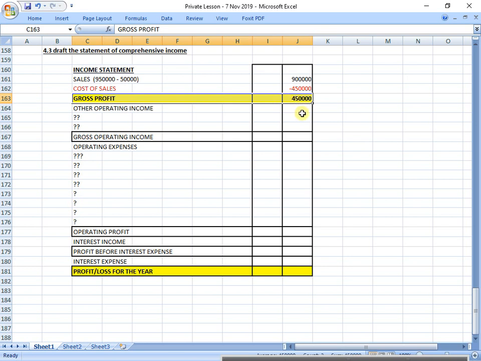There's the next line. Other operating income. Did you have other operating income? Yes. What did you have? Commission income. So you write that in. What else? And salaries and wages. No, salaries and wages is not income. Salaries and wages is an expense. It's on the debit side. Income is on the credit side.